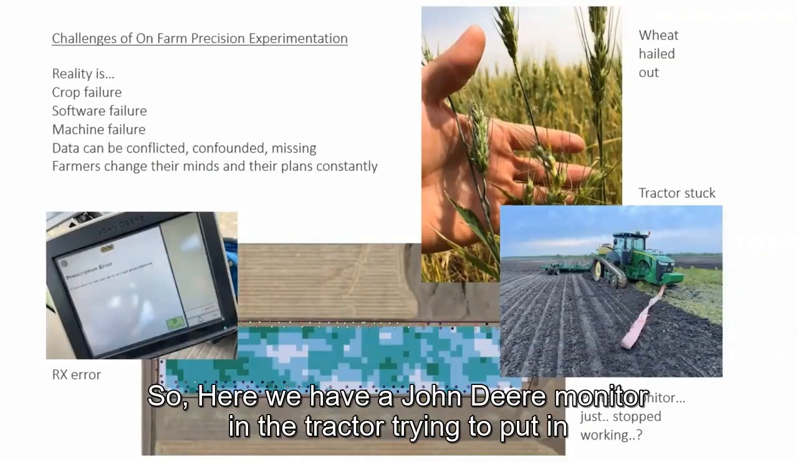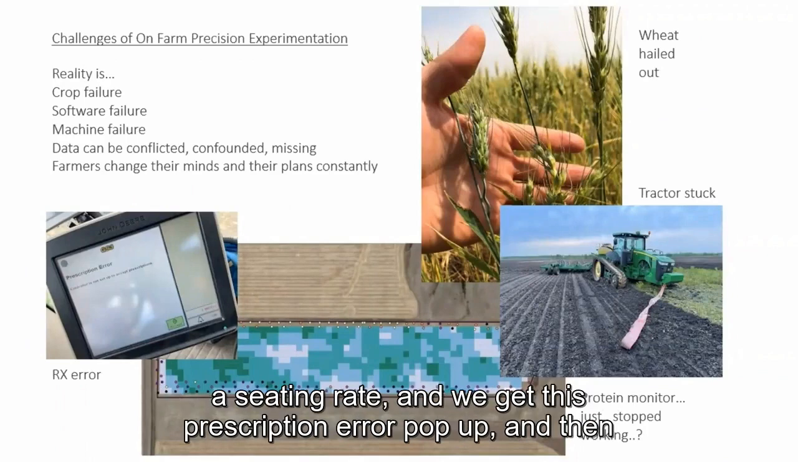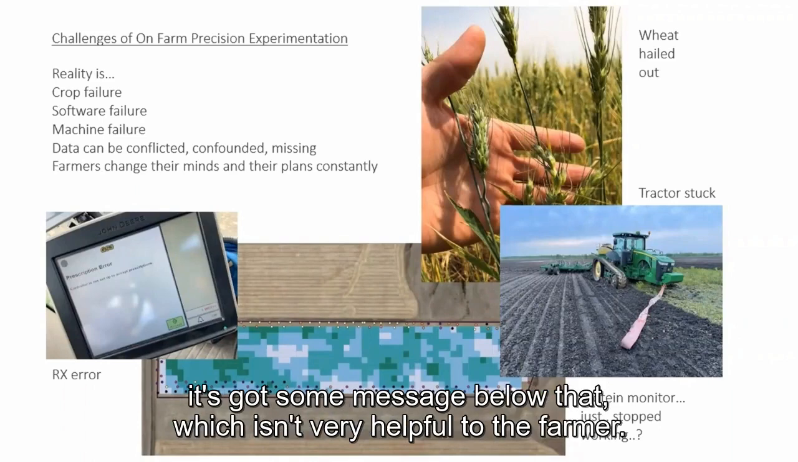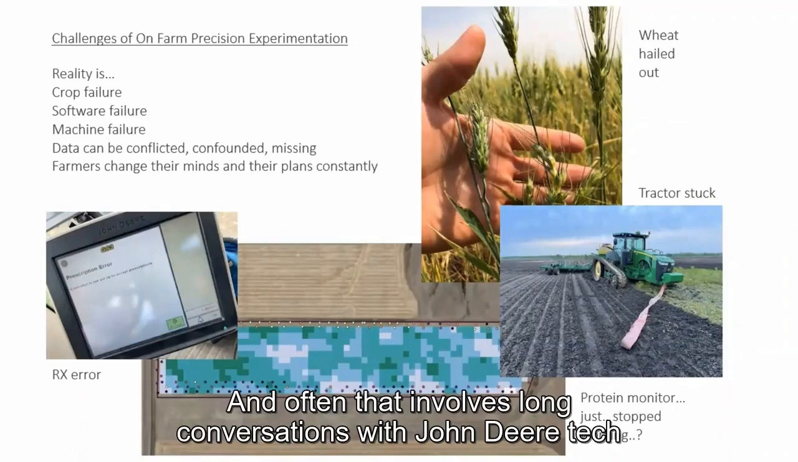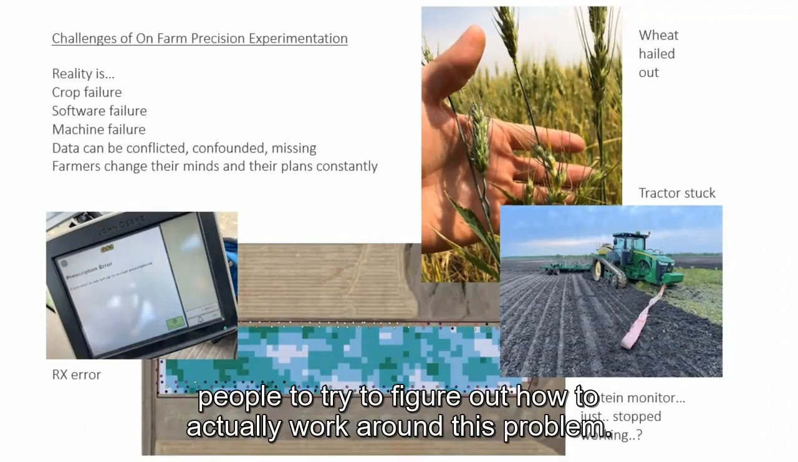Here we have a John Deere monitor in the tractor trying to put in a seeding rate, and we get this prescription error pop up. Then it's got some message below that, which isn't very helpful to the farmer. Then you have to go through that and try to figure out what that actually means. And often that involves long conversations with John Deere tech people to try to figure out how to actually work around this problem.